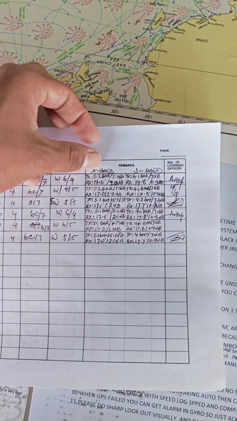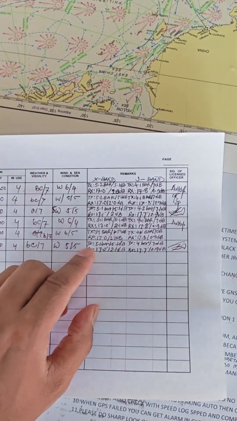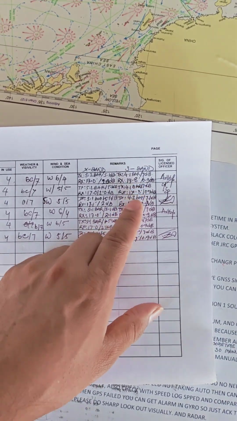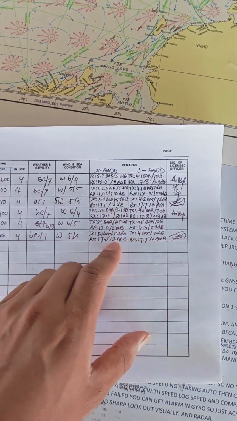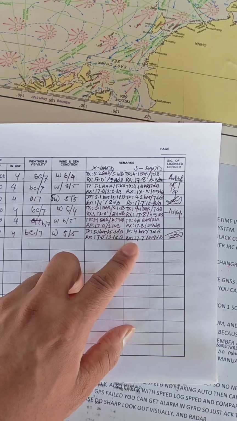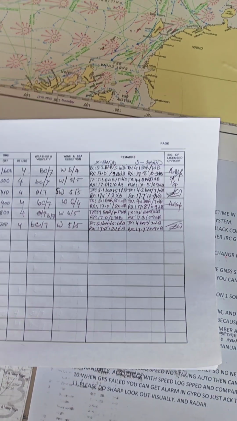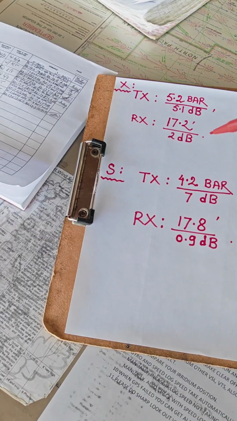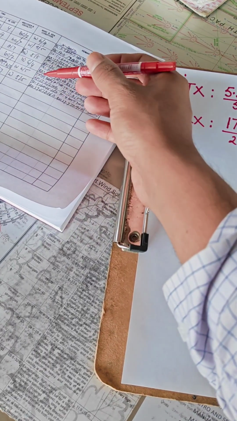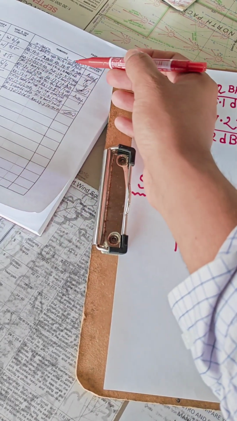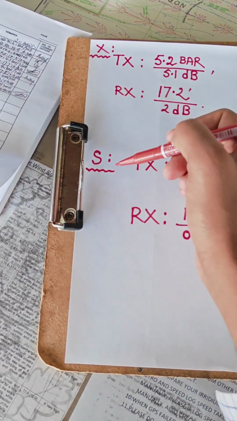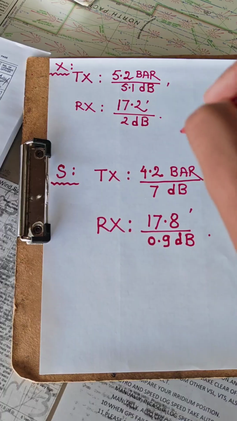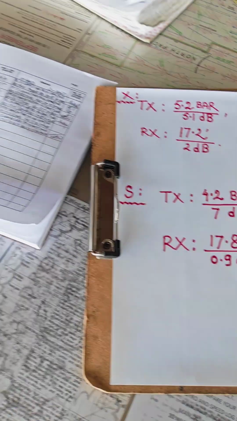From here I am just explaining a little bit. You see, one is for TX, another is for RX, TX RX, and also for S band TX RX. This one I am explaining in a separate page. The same things I wrote here in a bigger format so that you can understand very clearly: X band TX RX, S band TX RX. Now I will explain how it comes, because you have to understand.